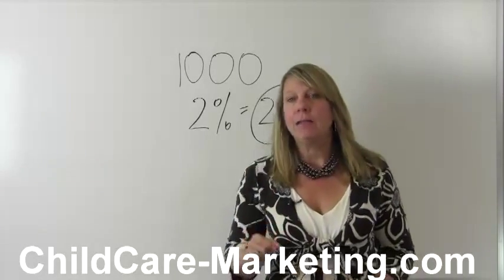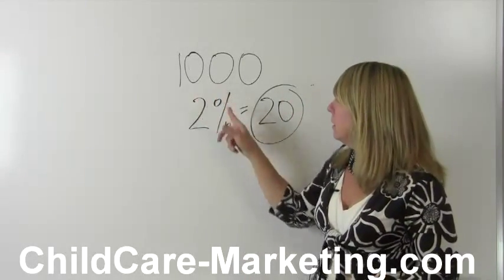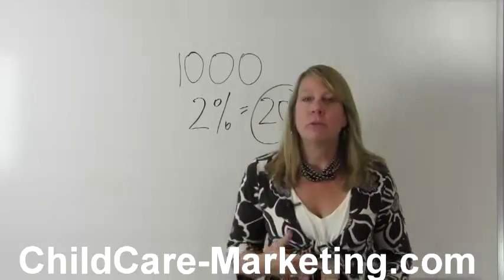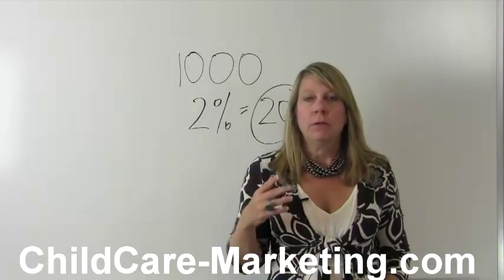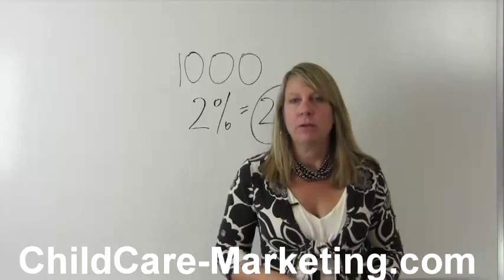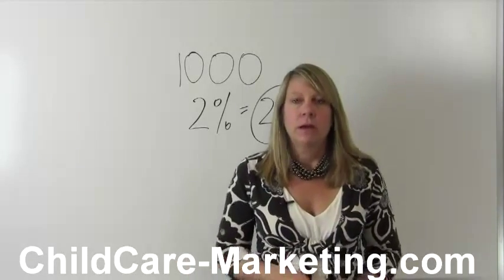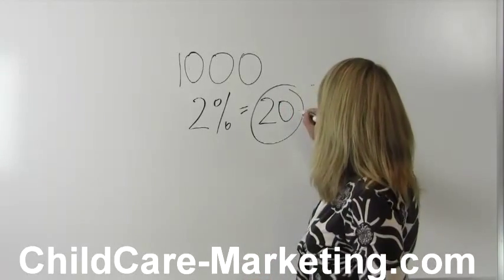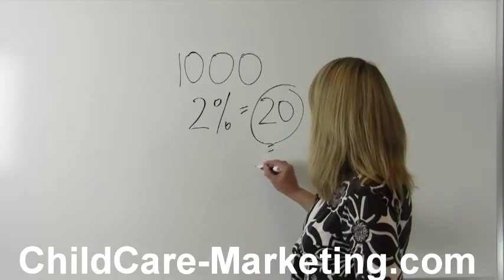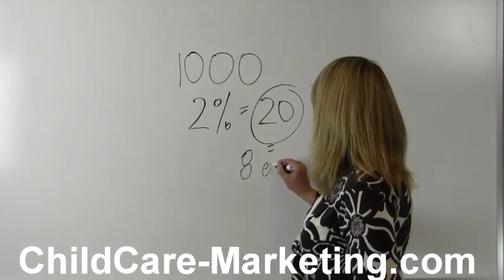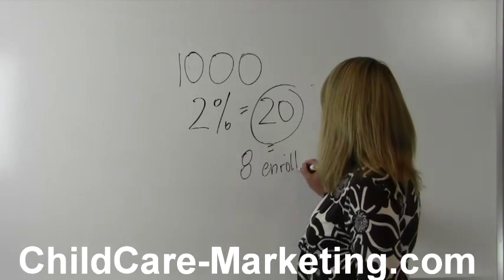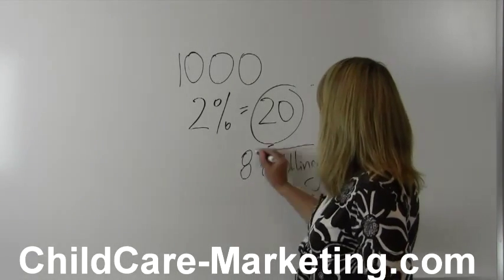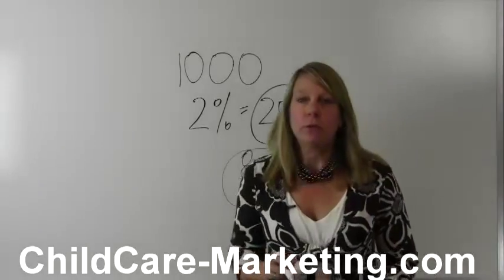So 20 folks are going to contact you from your mailing, and on the high end, you'd probably be able to convert 10 of them to customers. Let's just say that you convert 8 of them to customers, okay? So we're going to say that equals 8 enrolling families. All right, so that's just a benchmark for you in terms of what to look for.